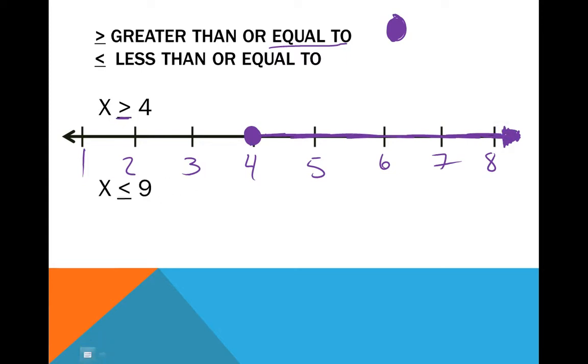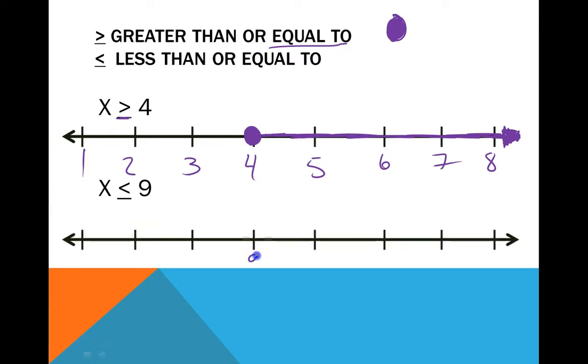Let's do another one. X is less than or equal to 9. So I have my number line. I'll put 9 right here, then 10, 11, 12, 13, 8, 7, 6. On 9, I put a solid circle. And then which side do I shade? Well, it's less than. Less than means left, as long as I have my variable on the left-hand side. Alright, so there we go.